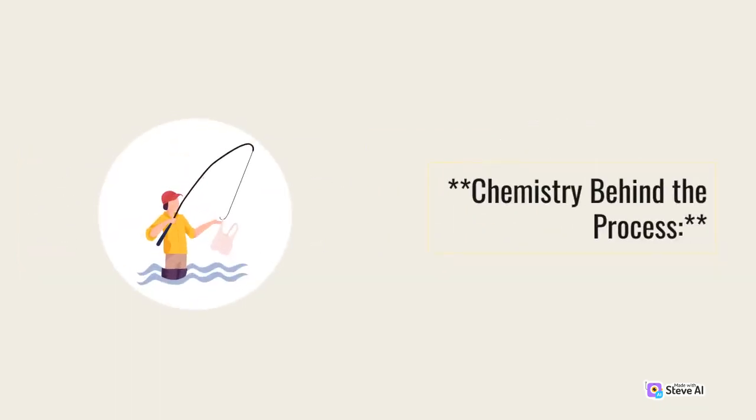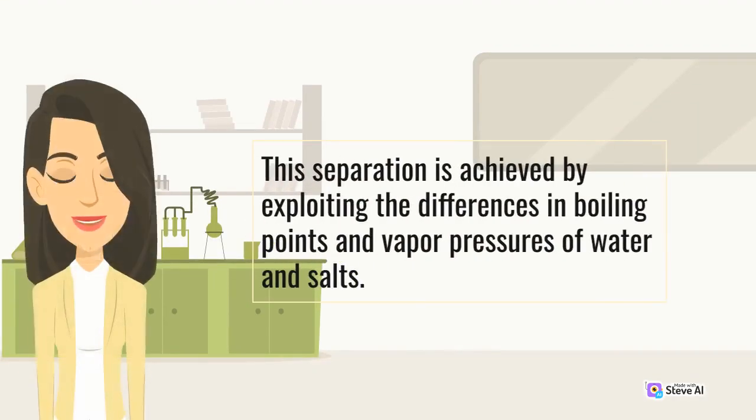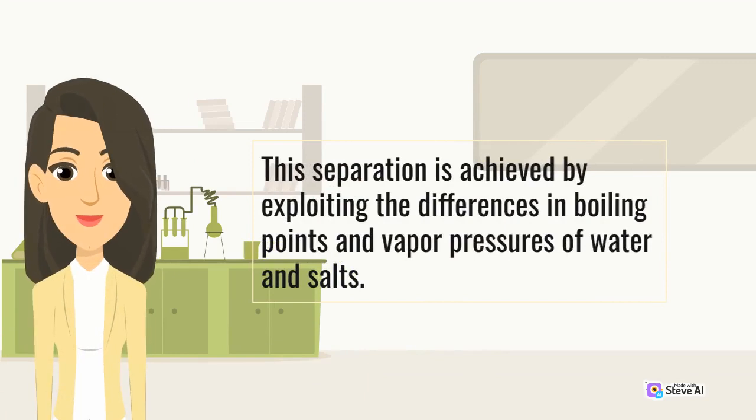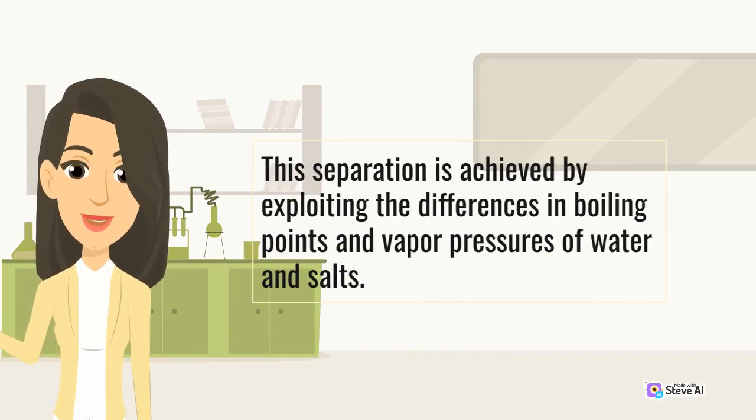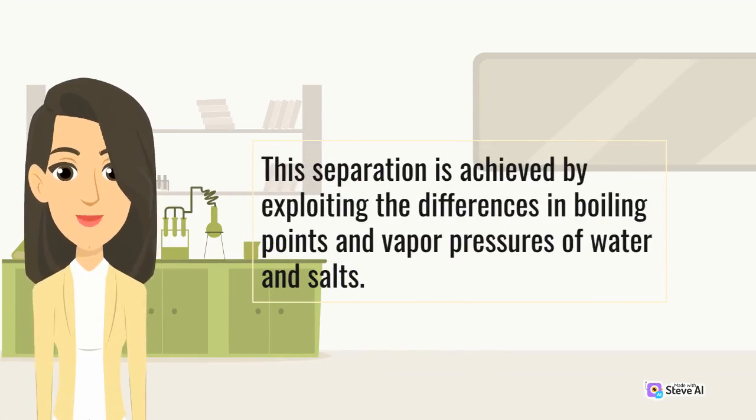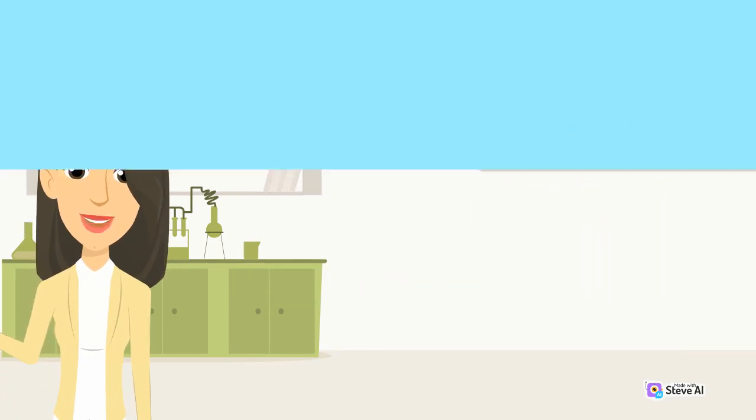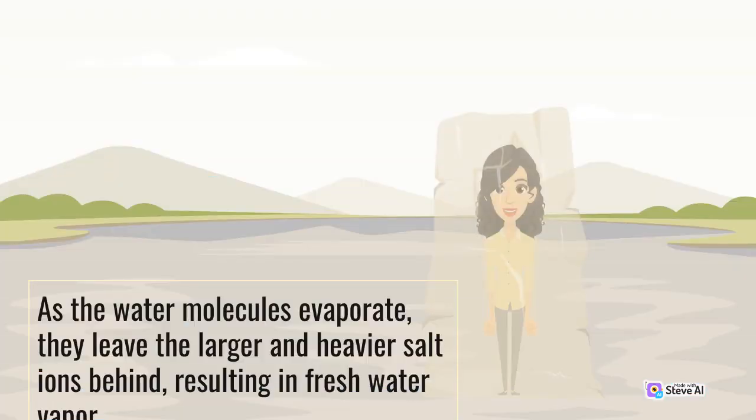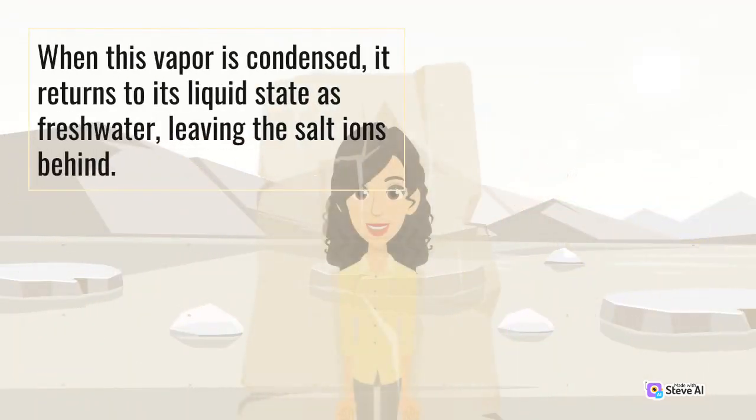Chemistry behind the process. This separation is achieved by exploiting the differences in boiling points and vapor pressures of water and salts. As the water molecules evaporate, they leave the larger and heavier salt ions behind, resulting in freshwater vapor. When this vapor is condensed, it returns to its liquid state as fresh water, leaving the salt ions behind.